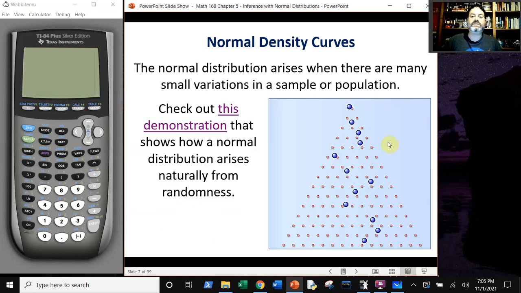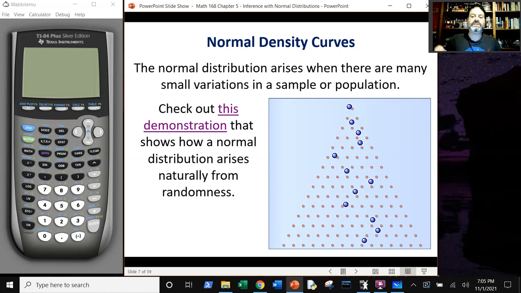So here I have this demonstration. I'm going to show you this demonstration at the end of the slideshow. But if you want to click on this now, pause the video, open up the PowerPoint and just give it a click. You'll see it takes you right to this demonstration. Or just wait till the end and you can follow along with how I do it.